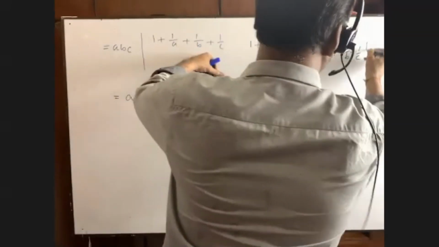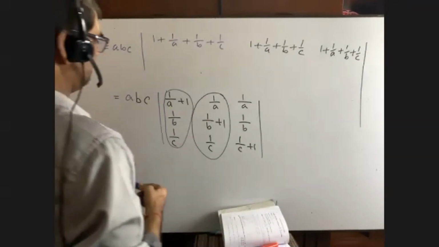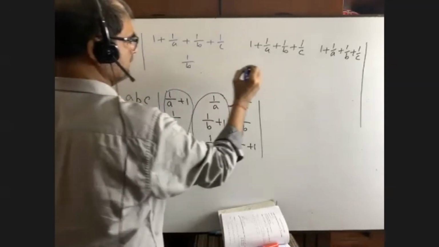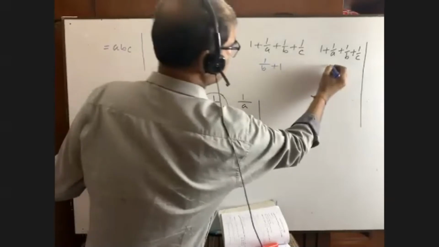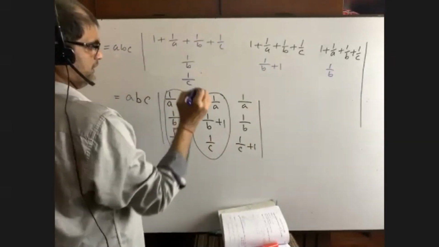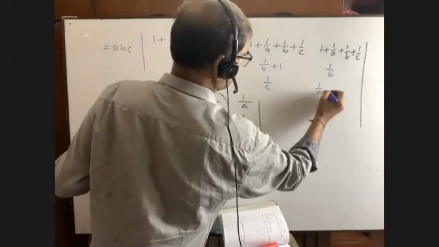Okay, of course. Before that, I am going to write down everything. It is 1 by B, it is 1 by B plus 1, it is 1 by B, it is 1 by C, it is 1 by C, it is 1 by C plus 1.